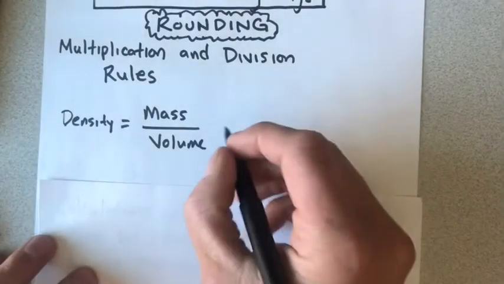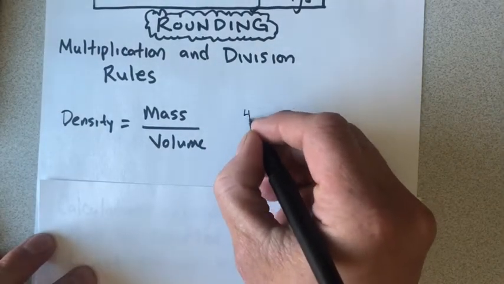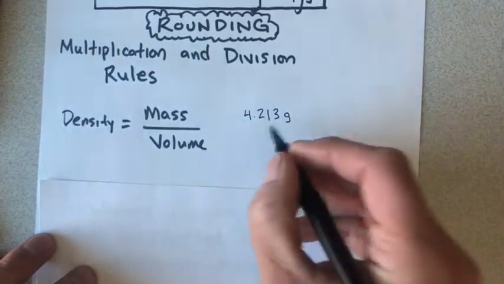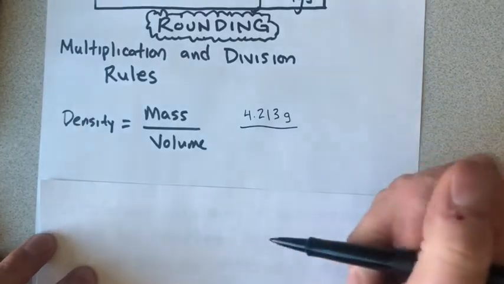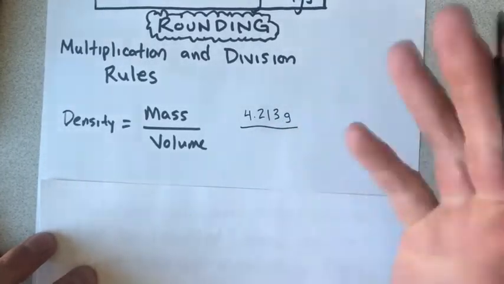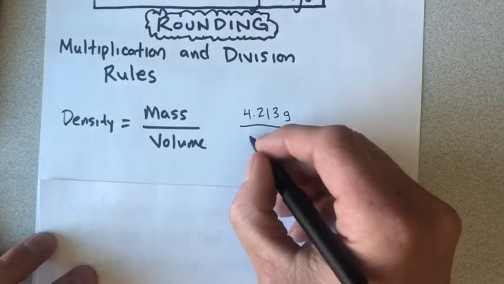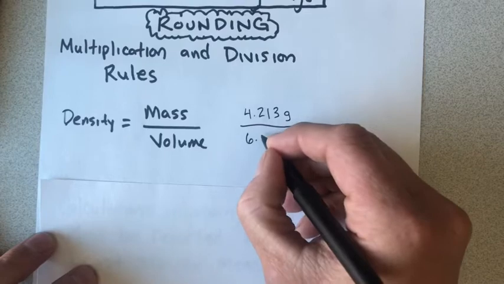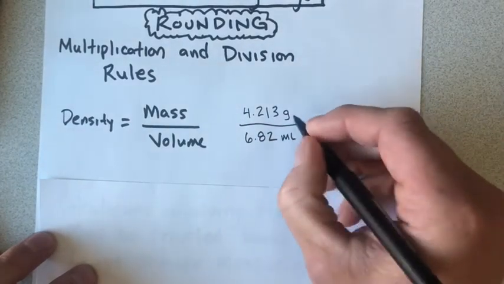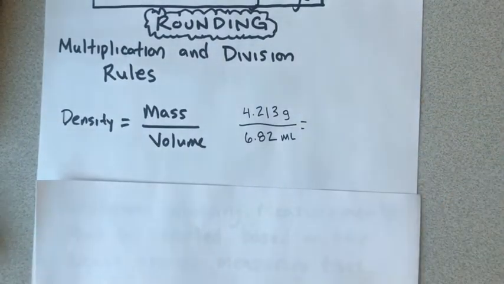So here's just some kind of numbers out of nowhere. Let's just say that someone puts something on the scale and it is 4.213 grams, okay? And then maybe they do a water displacement thing where they put the object in a graduated cylinder and measure the change in the water level. Anyway, let's just say that this volume is 6.82, okay? That would be milliliters, so mass over volume. And let's go ahead and divide those numbers.